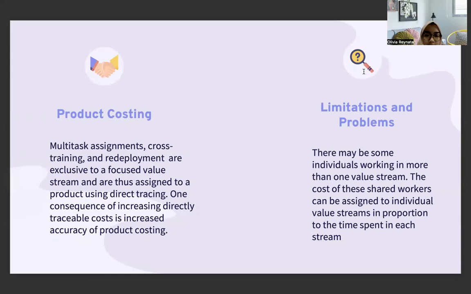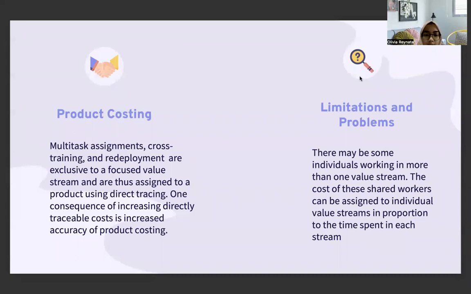Next, product costing. Because of multitask assignments, cross training, and redeployment of other support personnel, most support costs are exclusive to a focused value stream and are thus assigned to a product using direct tracing. One consequence of increasing directly traceable cost is increased accuracy of product costing. Directly traceable costs are exclusively associated with the product and can safely be said to belong to it. Product cost is calculated by taking the cost of the period and dividing by the output.